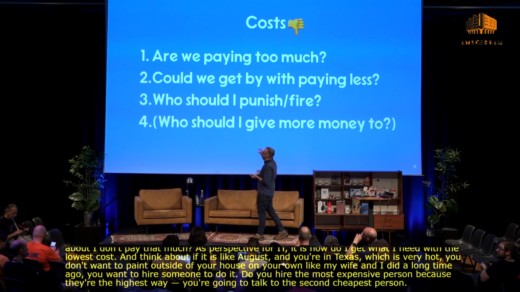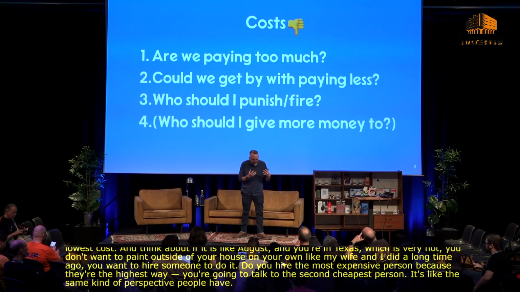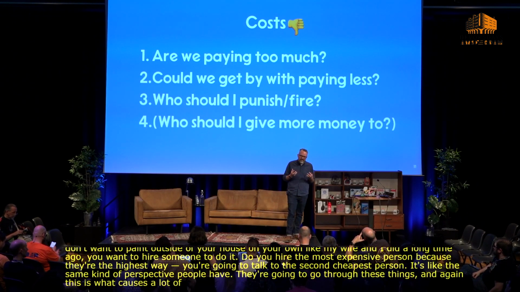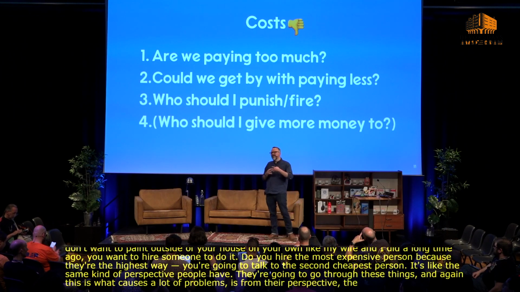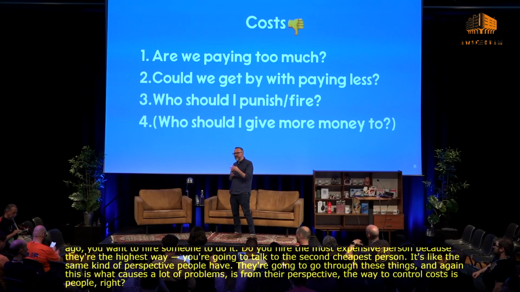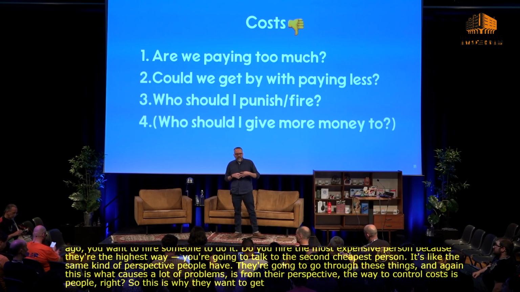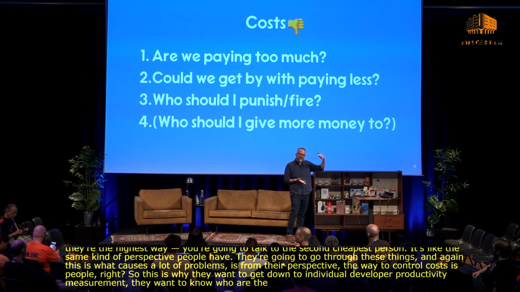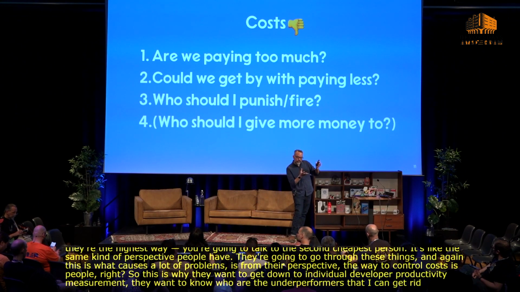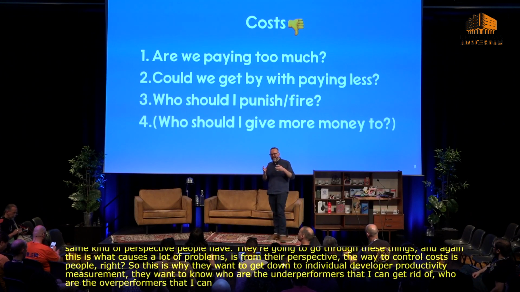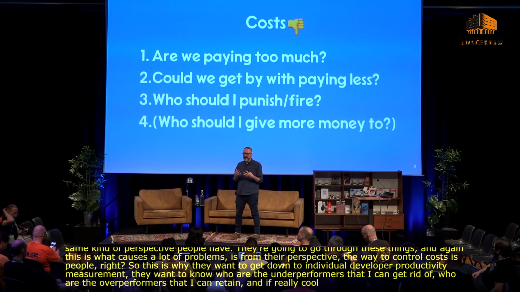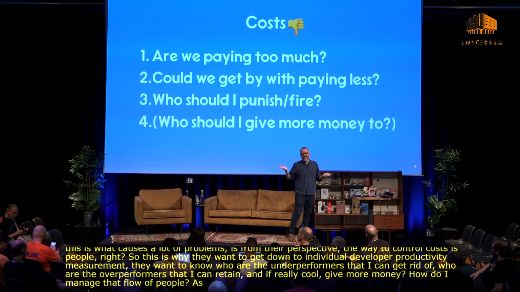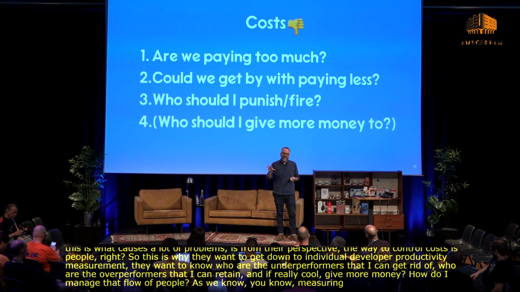So, they're going to go through these things. And again, this is what causes a lot of problems: from their perspective, the way to control costs is people, right? So this is why they want to get down to individual developer productivity measurement. They want to know who are the underperformers that I can get rid of, who are the overperformers that I can retain, and if I'm really cool, maybe give more money, right? So how do I manage that flow of people? And as we know, measuring developer productivity is very difficult. That's the main idea I want you to take away.